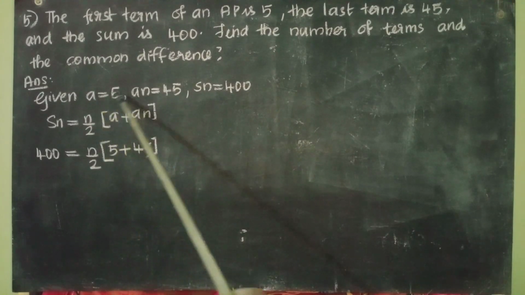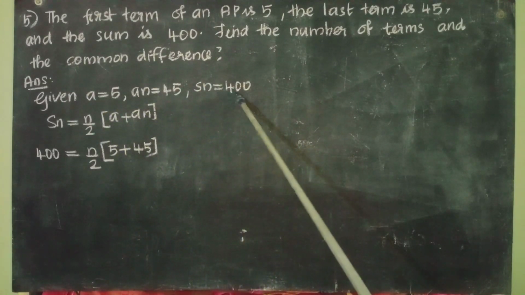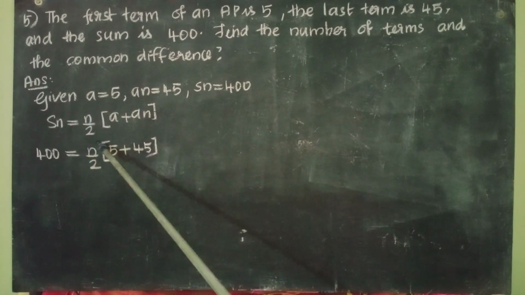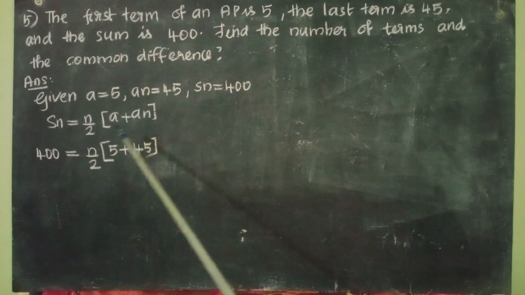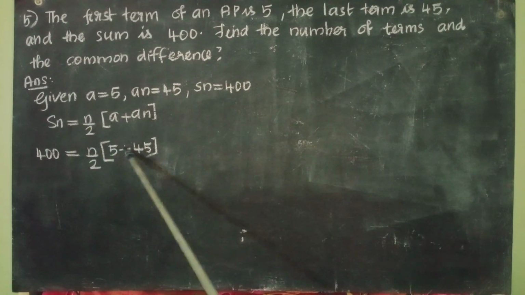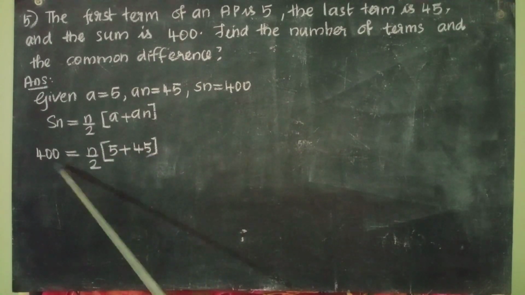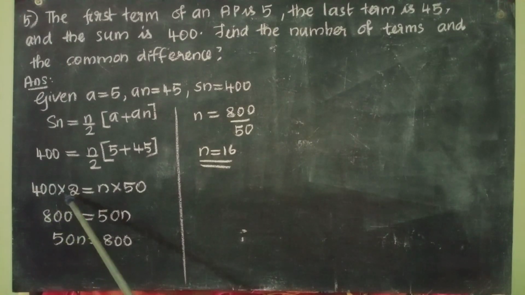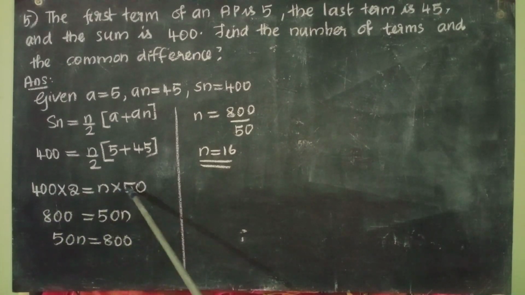Given a equal to 5, an equal to 45, Sn equal to 400. We have Sn equal to n by 2 into a plus an. That is 400 equal to n by 2 into 5 plus 45. This 2 we can take to the left side. 5 and 45 we can add. We get 400 into 2 equal to n into 50.